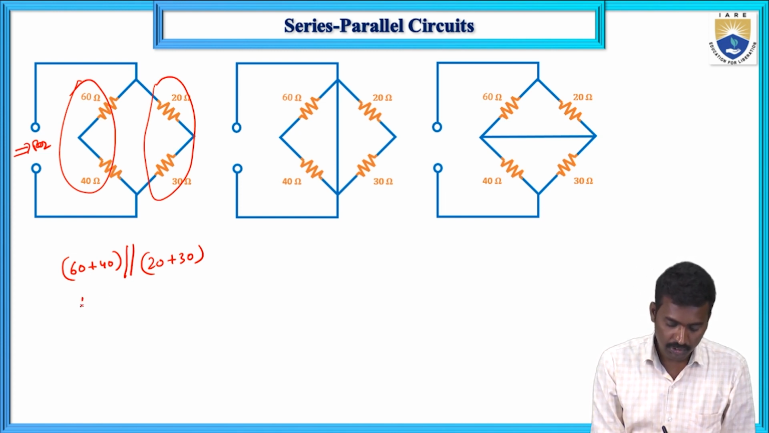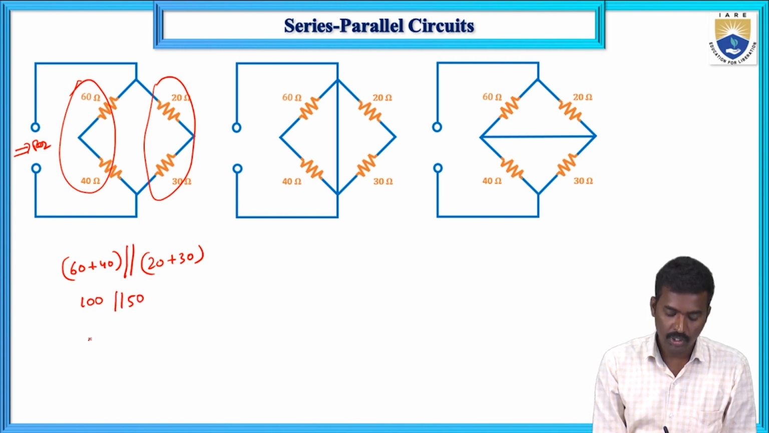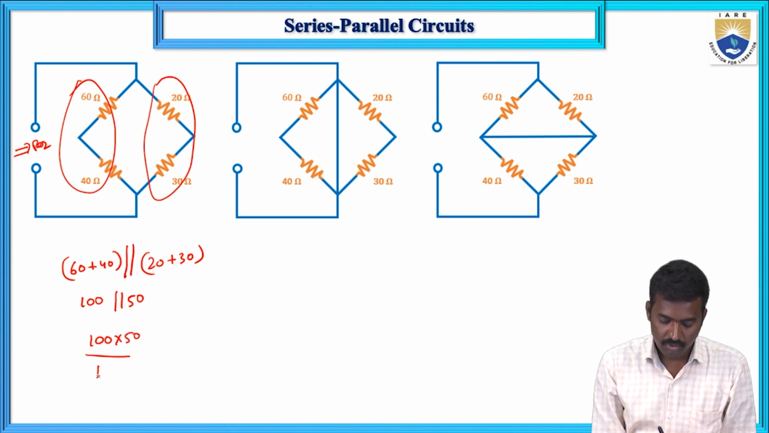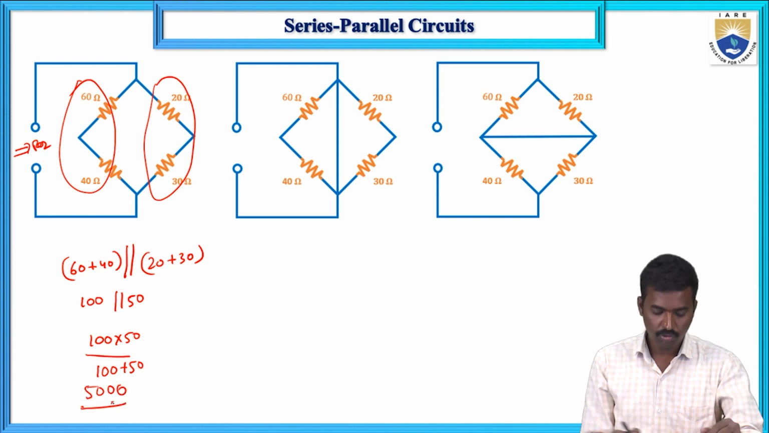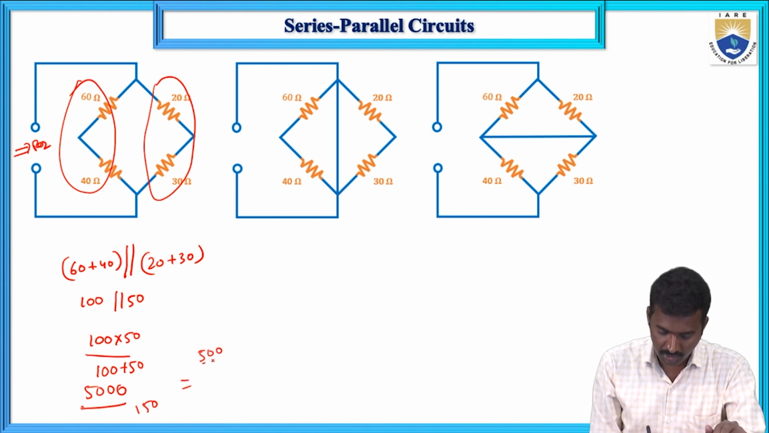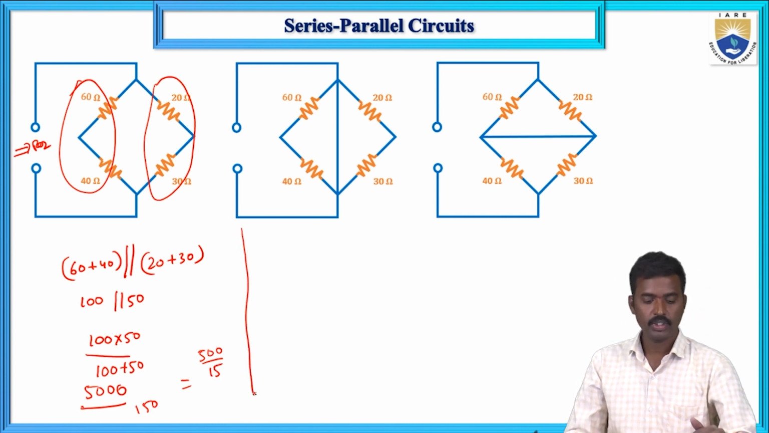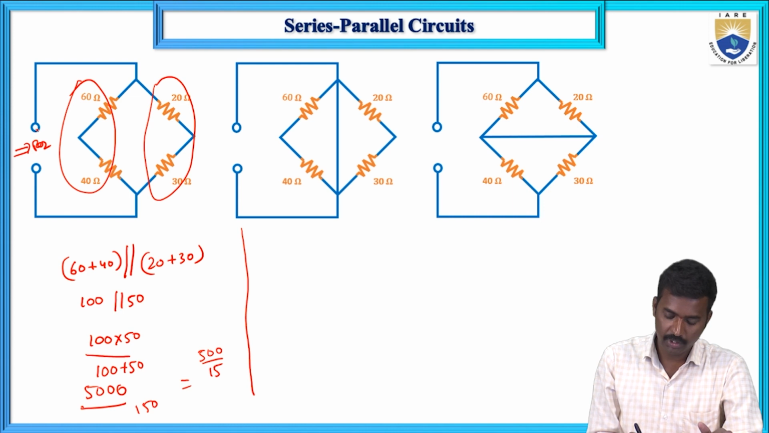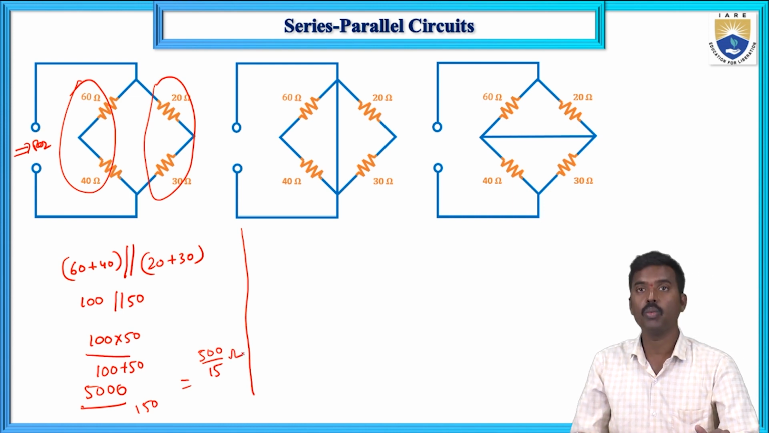Next, here 60 plus 40 is 100, and this one is 50. Now 100 into 50 divided by 100 plus 50, that is 5000 divided by 150, that equals 500 divided by 15. So in this case, R equivalent equals 500 divided by 15 ohms.